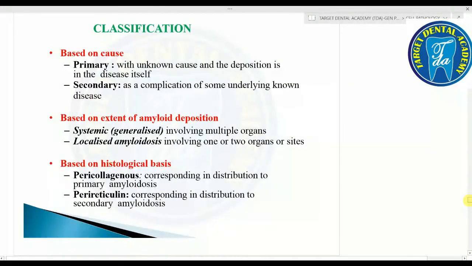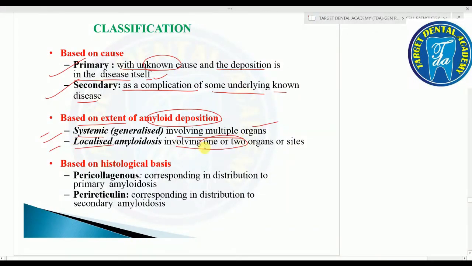So after this, let's discuss the classification of amyloidosis. First is based on the cause. It can be primary or secondary. In the primary, the cause is unknown and the deposition is in the disease itself, while the secondary acts as a complication of some underlying disease. Second is on the basis of the extent of amyloid deposition. It can be systemic or localized. In the systemic, it involves multiple organs, while in the localized, it involves one or two organs or sites.